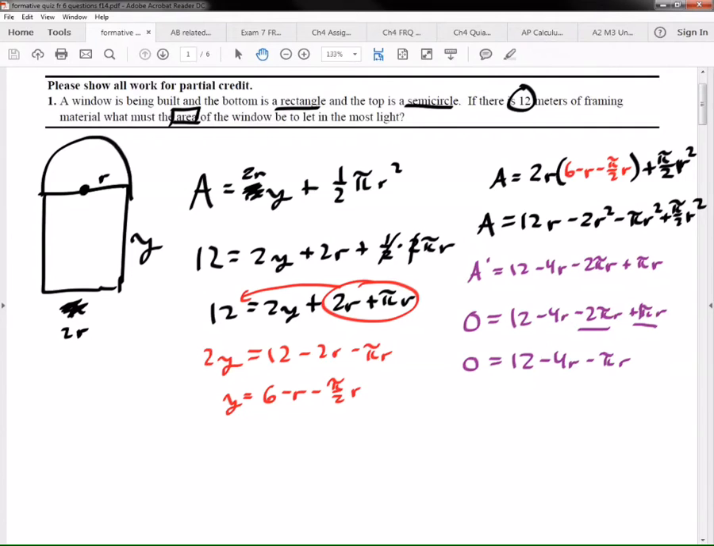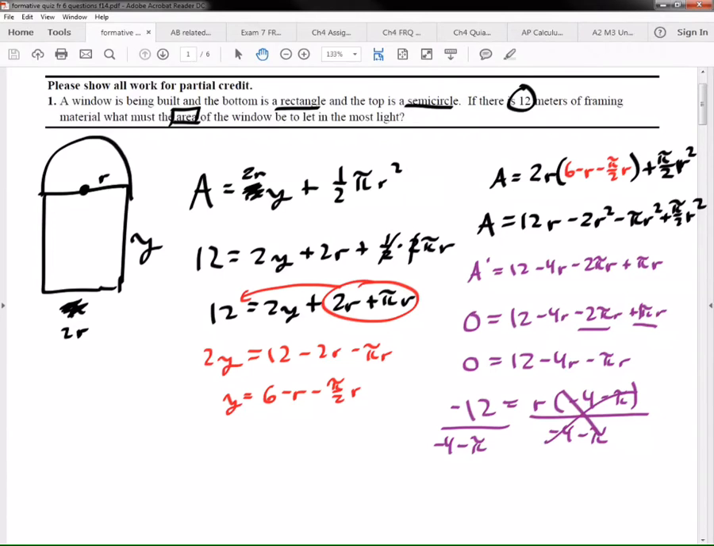Okay, so let's first get this 12 over here. I take an r out. I have negative 4 minus pi. I divide both sides by the minus 4 minus pi. So those go away, and this side, I divide it by minus 4 minus pi. And I got my number.